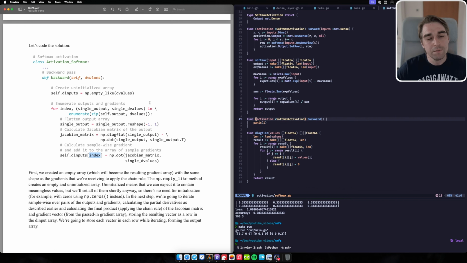So the dvalues is the same as the inputs. Okay, first we created an empty array, which will become the resulting gradient, with the same shape as the gradient that we are receiving to apply the chain rule. The empty_like method creates an empty and uninitialized array. Uninitialized means that we can expect it to contain some values, but they'll all be overwritten.